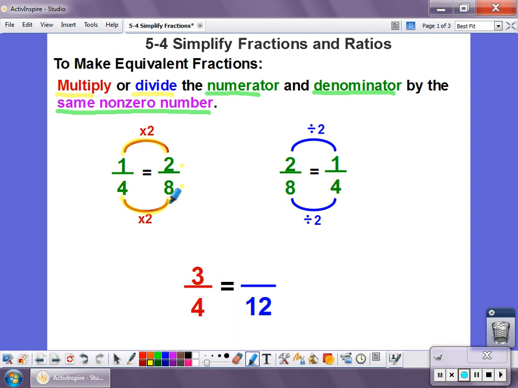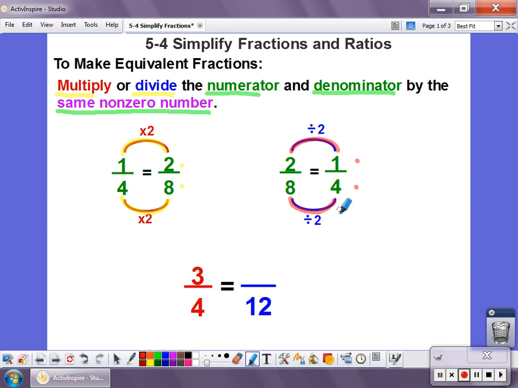Now this goes both ways. I can either multiply or divide. So if you look over here, I'm going to take the fraction 2/8 this time, and I'm going to make a fraction that's equivalent to 2/8. The way I'm going to do that is I'm going to divide both my numerator and denominator by the same thing. In this case, I chose to divide by 2. So the numerator 2 divided by 2 gives me a new numerator of 1. My denominator of 8 divided by 2 gives me a new denominator of 4. So I can see that 2/8 is equal to 1/4.